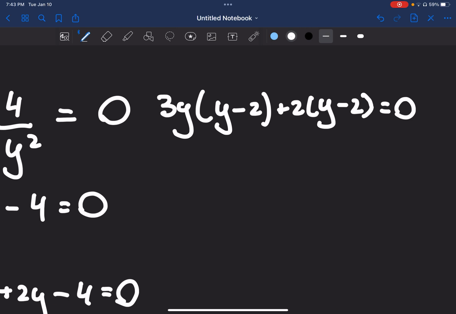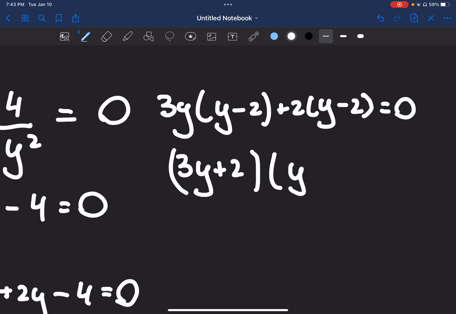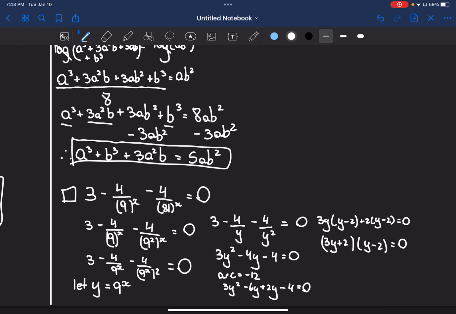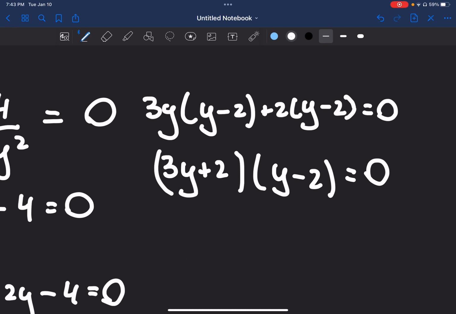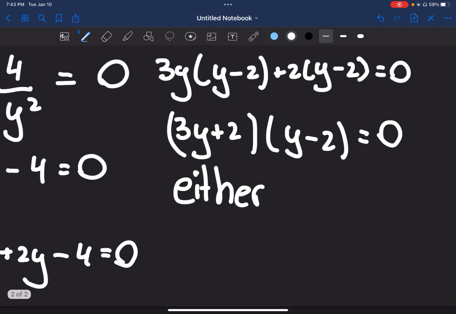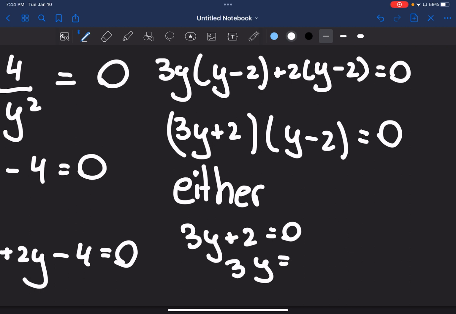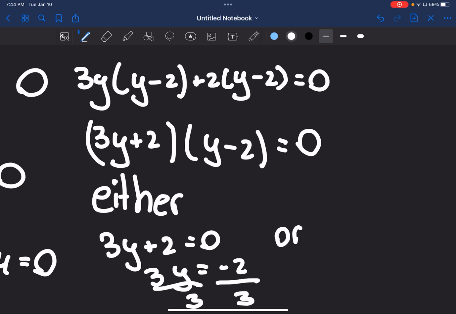So then we have (3y plus 2)(y minus 2) equals 0, right? But now we can solve for y. Since both things are equal to 0, we can say either 3y plus 2 equals 0, so 3y equals minus 2, y equals minus 2 over 3, or y minus 2 equals 0, y equals 2.